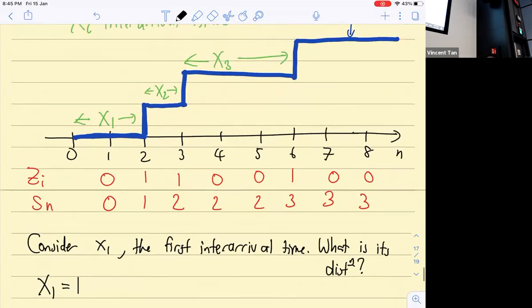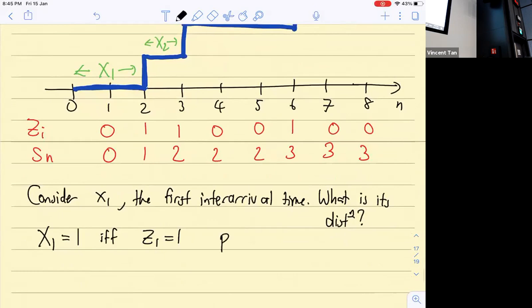X1 equals 1 means that Z1 must be equal to 1. Do you agree? That means we only waited one time slot for the customer to come in. And P of X1, 1 is equal to p, because Z1 is equal to 1, and the probability that Z1 is equal to 1 is exactly p.